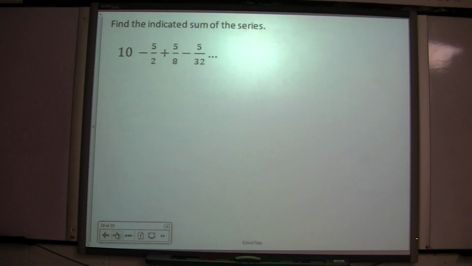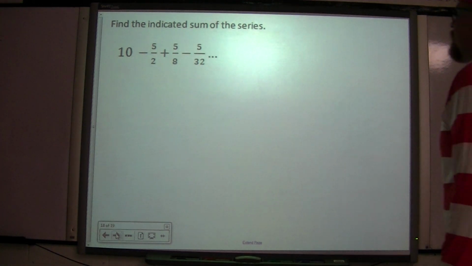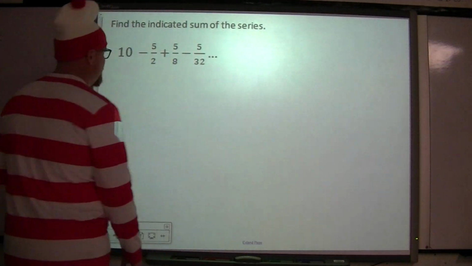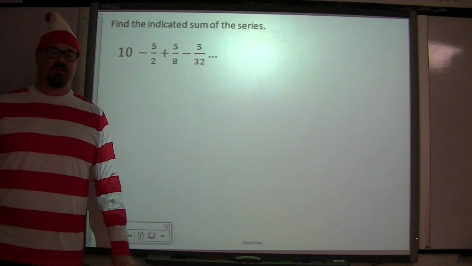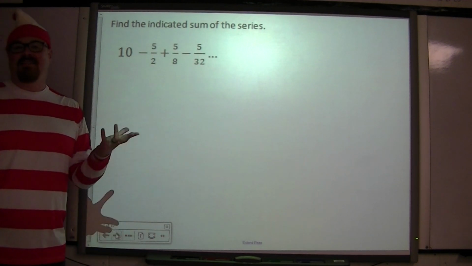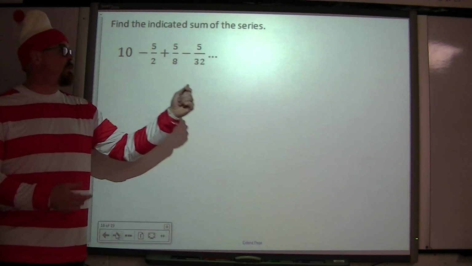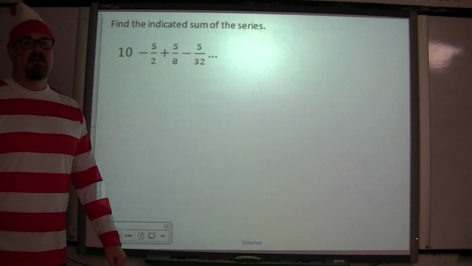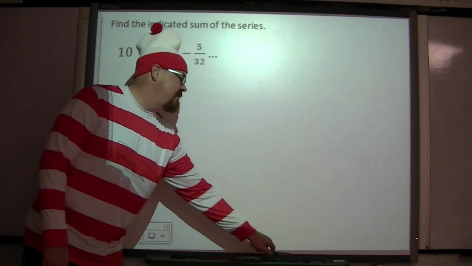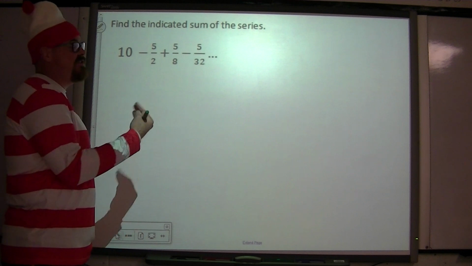Okay, last but not least, here we go. Find the indicated sum of this series. It's an infinite series, right? And if we're going to find an infinite sum, this has to be a geometric series where the numbers are getting smaller. Are these numbers getting smaller? Yes, they are. Okay? So we see that they're getting smaller. We're guessing at this point that this is geometric.